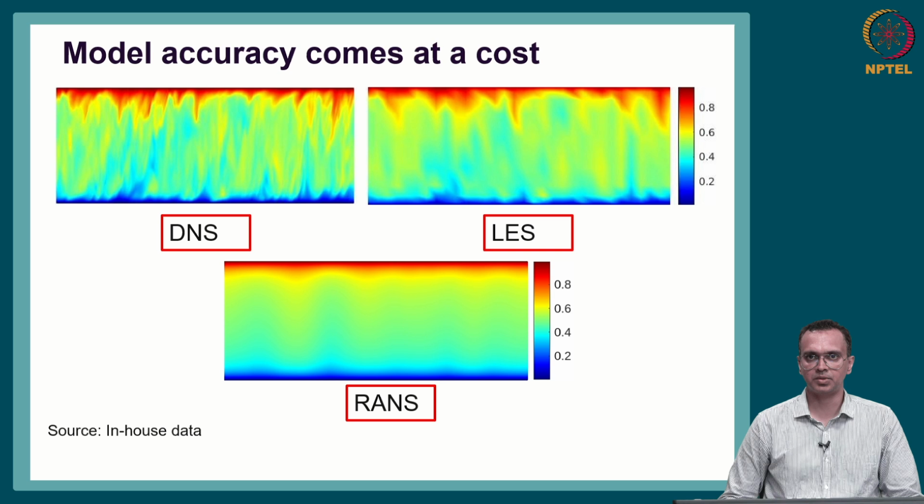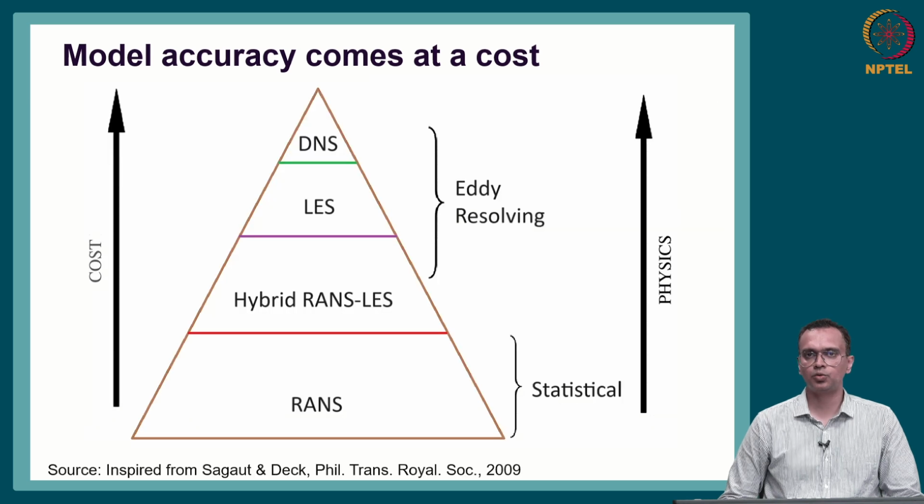So it always comes at a computational cost. And this is just to highlight that if you want to capture more physics, that means if you want more accuracy, then you need to go into DNS, and of course that comes at the highest computational cost, and in many cases it's not even feasible to do a DNS for a particular flow problem.